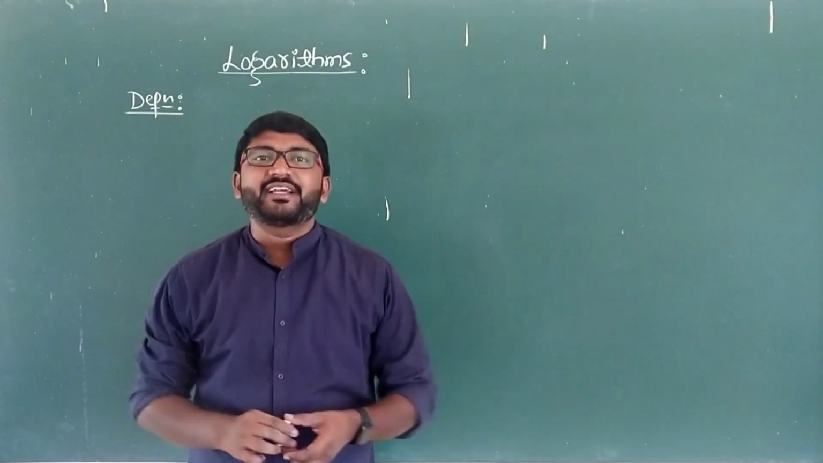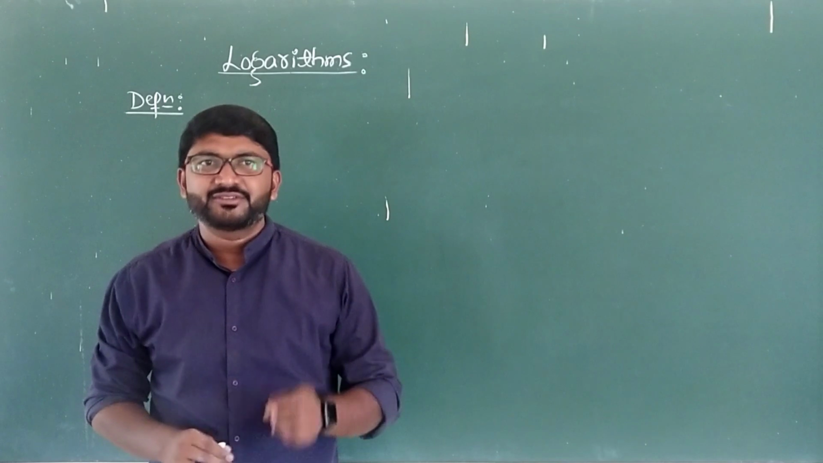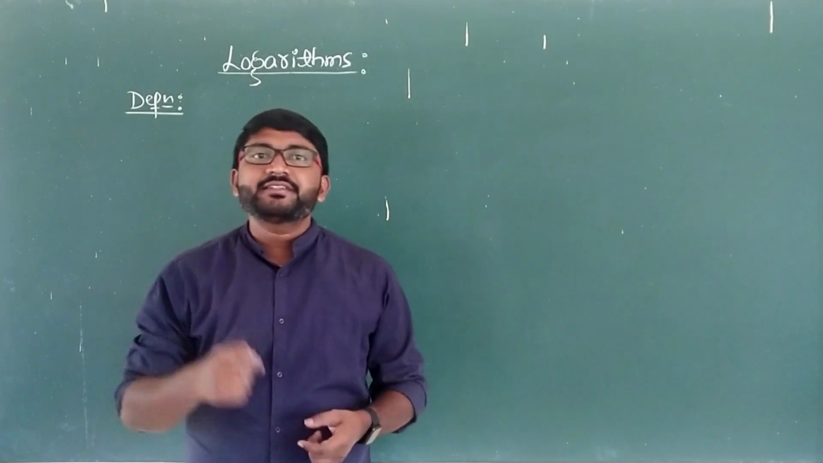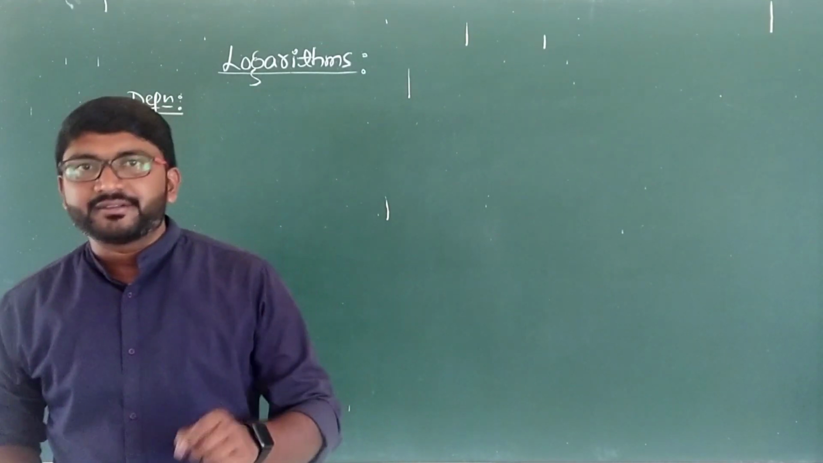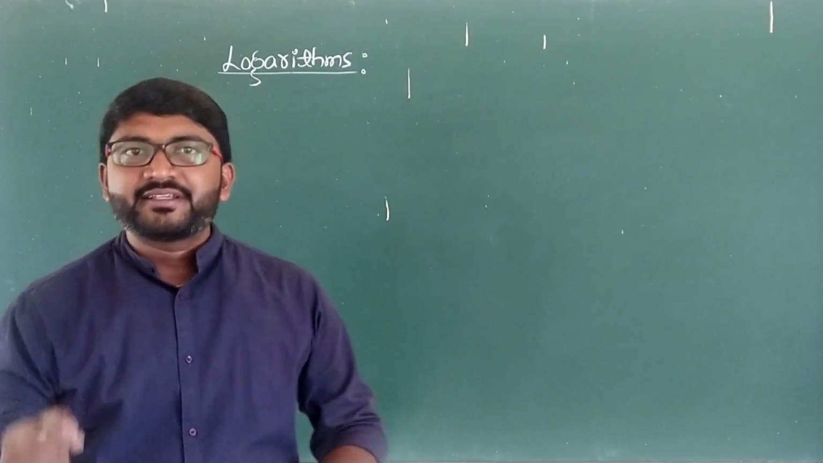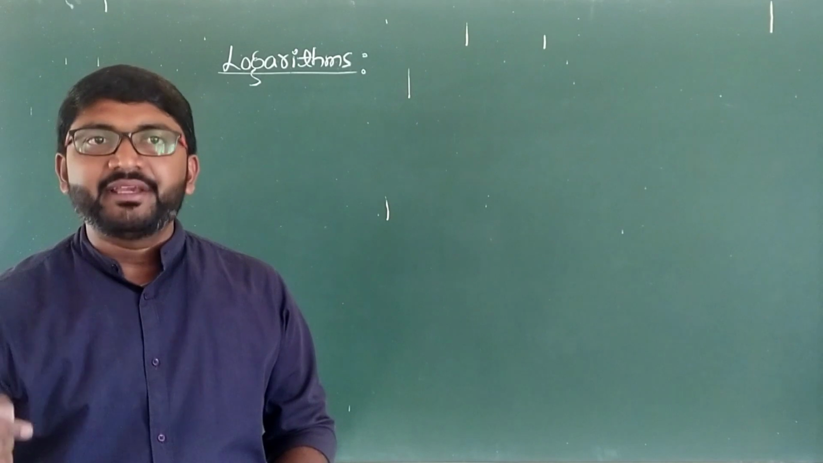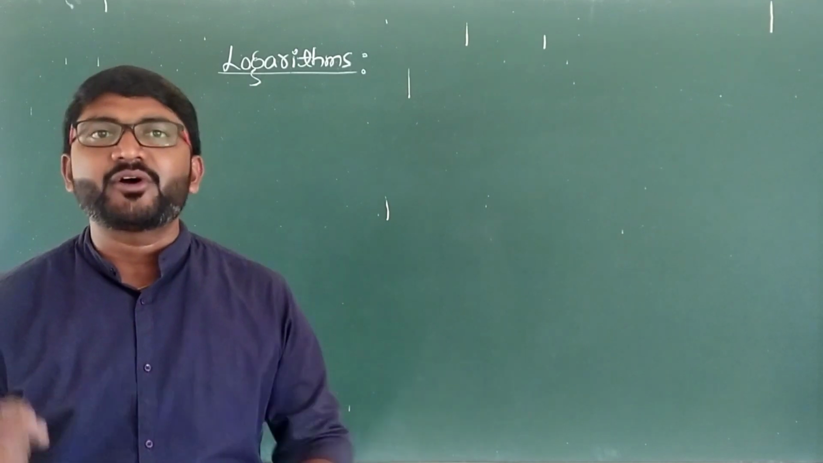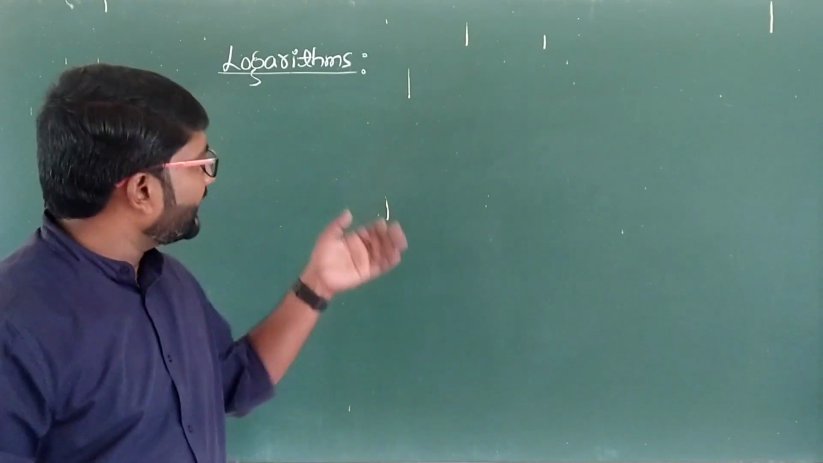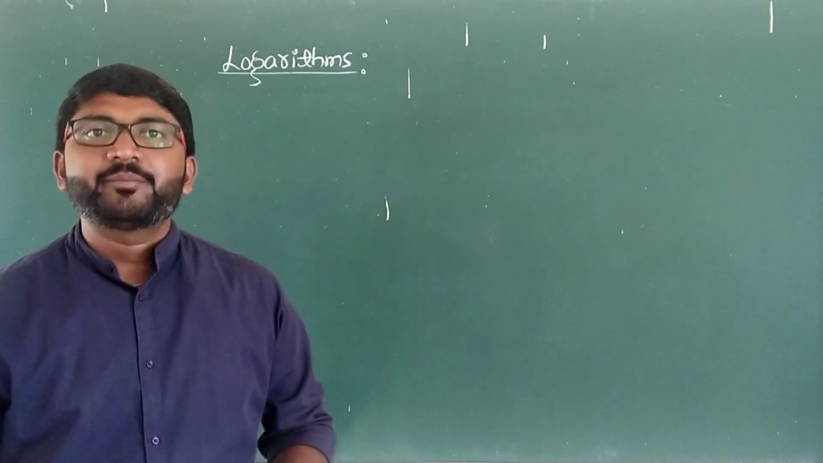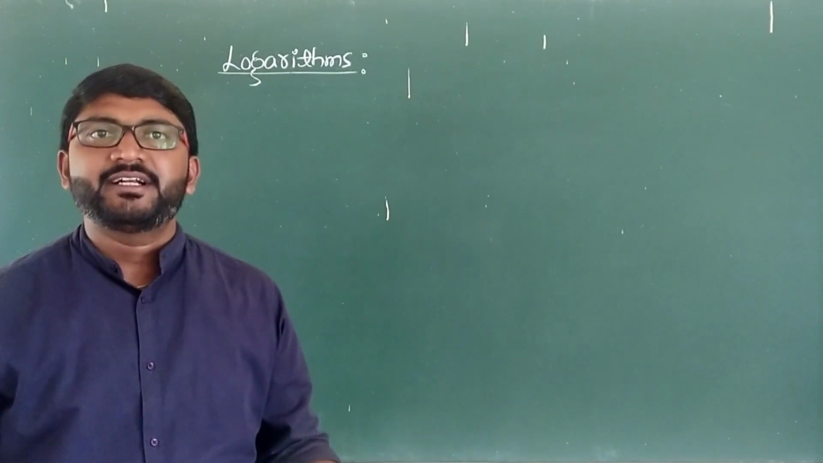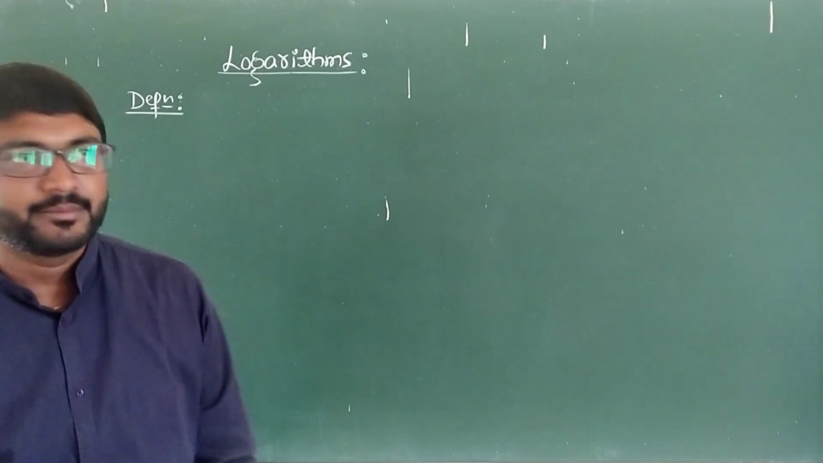Now we shall give the actual definition of logarithms. The definition says: if a is a positive real number other than 1 and a power x equals m, then x is called the logarithm of m to the base a, and it can be written as log m to the base a. Regarding this definition, we have a few important points. Let me write the definition and then we'll discuss the important points.